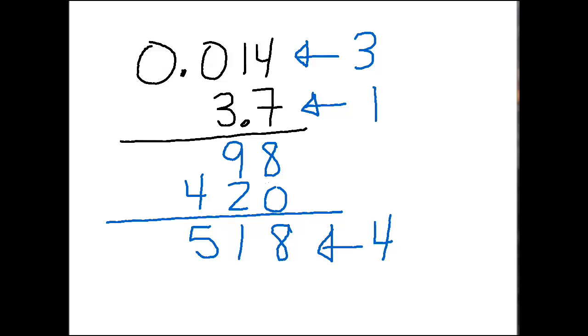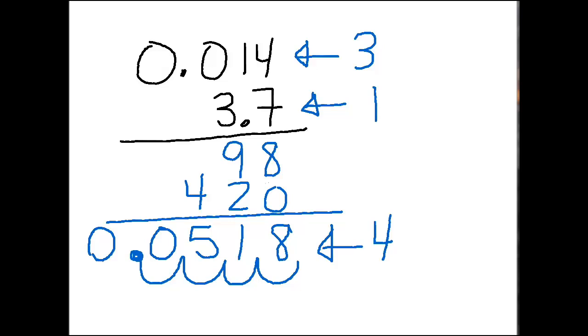So if you can imagine that we're going to take our decimal point and go over 1, 2, 3, 4 places where we have this empty spot, we're going to add our 0, we're going to add our decimal point, and because I like to have a digit in the ones place, I'm going to go ahead and add a 0 in the ones place as well. So we have our product of 518 ten-thousandths.